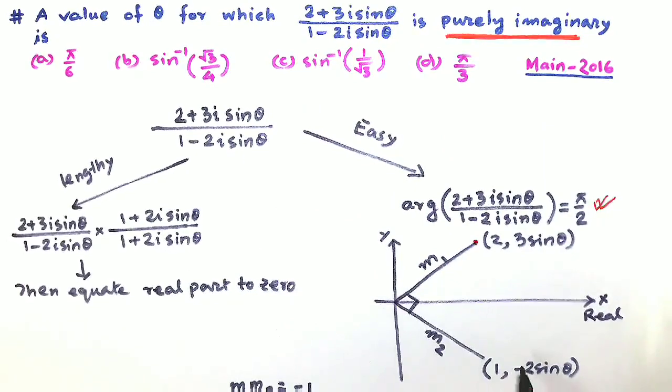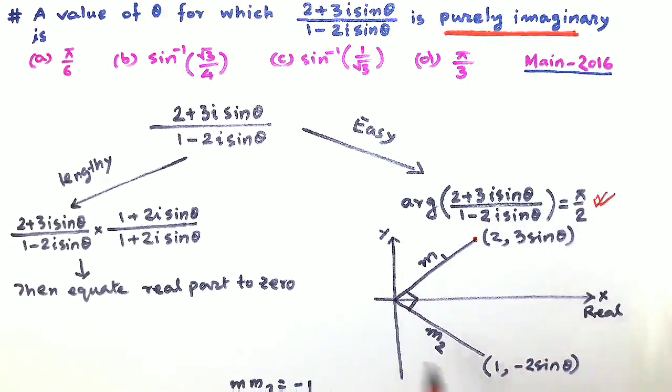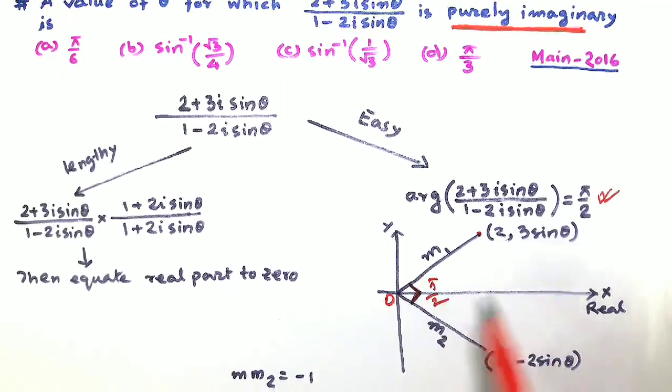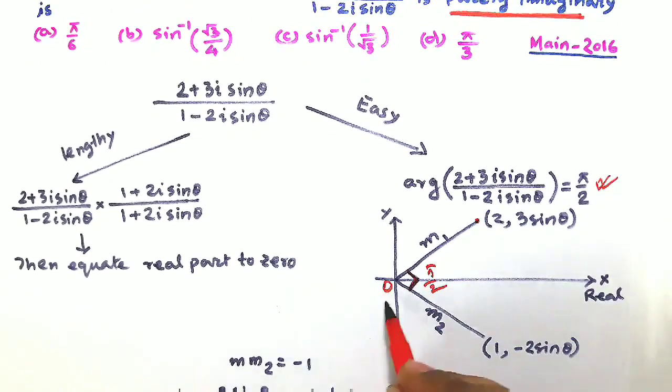1 comma minus 2 sin theta. And since the argument is pi by 2, the angle between them is 90 degrees. This is pi by 2, and this is the origin. If you find the slopes of these two lines and multiply them, you will get minus 1, obviously, because these two lines are orthogonal, and its coordinate is 0 comma 0.